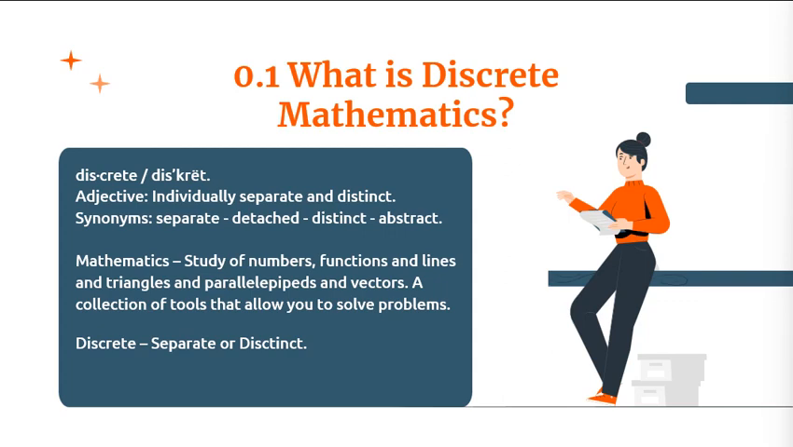So it is defined as what I have mentioned: discrete math fundamentally deals with stuff that is individually separate and distinct. So that is the basic definition of discrete mathematics.